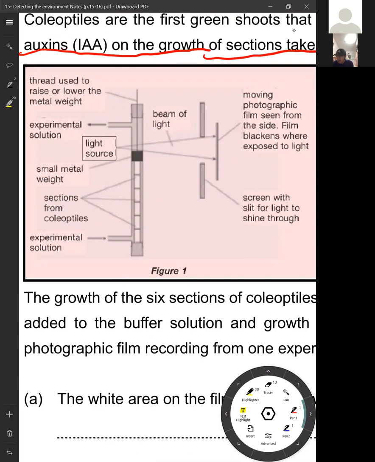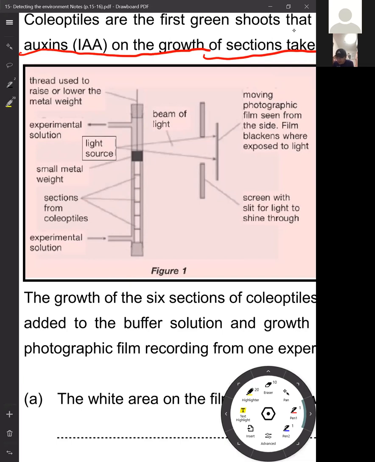But how can you measure the growth of coleoptile? If you're not sure, then think about the previous scientists. The first thing that you think of should be a ruler, right? So why bother with this complicated setup? That's one question you have to ask.